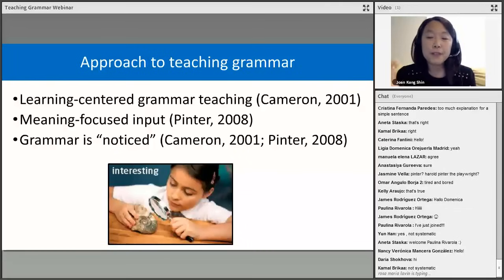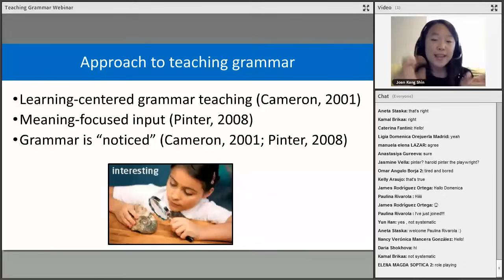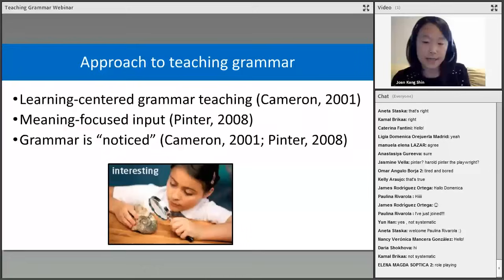As Pinter explains, the teachers should give plenty of meaning-focused input. This means lots of exposure to listening to language and context and reading language and context. Right. And Pinter and Cameron both emphasize that this approach to teaching young learners encourages them to notice the grammar rather than being taught the structures explicitly. So this is a part of being an active learner and thinker, right?